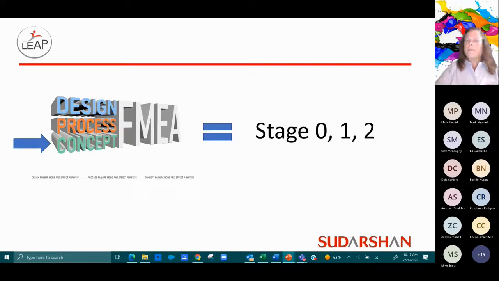So there's many different types of product development processes that are being used. Another frequent one is the FMEA process, where there's a design section, a process section, and a concept section. And so throughout this presentation, these are the two big development processes that are being used. So I try to equate the two a little bit. So the concept FMEA is equivalent to the stage gate stage 0, 1, and 2.